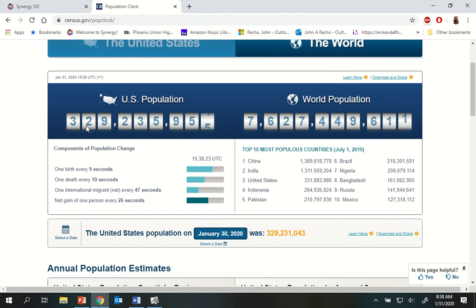Okay, so the U.S. population is 329 million right now, as of January 31st, 2020. And guess what? Someone just got born. Now, what do you guys notice? Look right here. The death rate is higher than the birth rate. But then we get one more from international migration. So we get a net gain of 1 every 26 seconds. So our population is still growing.